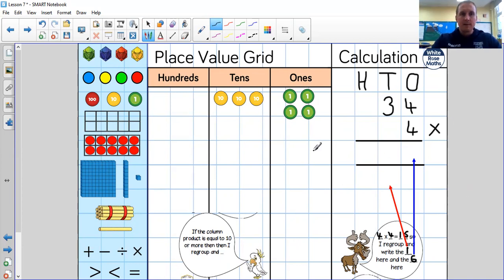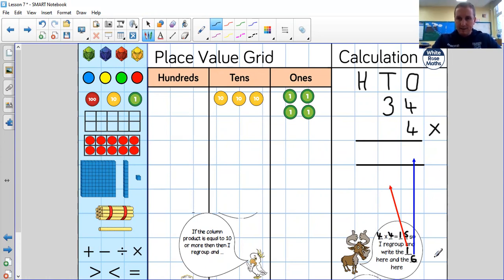Okay, cool. So let's get started on this question. We've got 34 multiplied by 4. Here's 34, and I'm going to multiply all of that by 4. So I'm using my formal written method. I'm going to start with my ones column. What are 4 4s? Well, it says 4 multiplied by 4 equals 16. So my answer is 16.